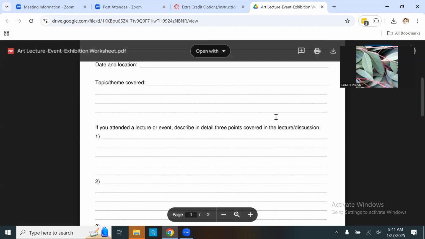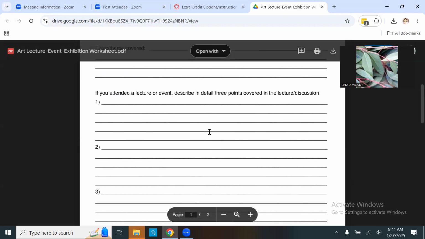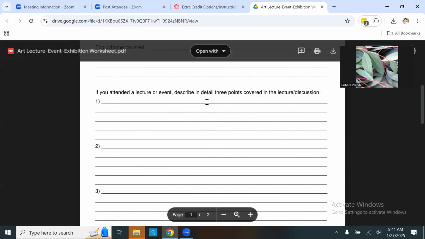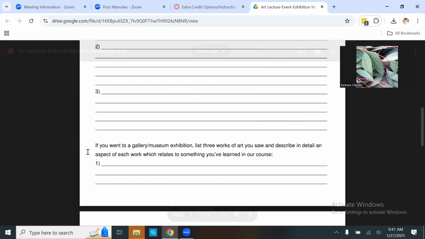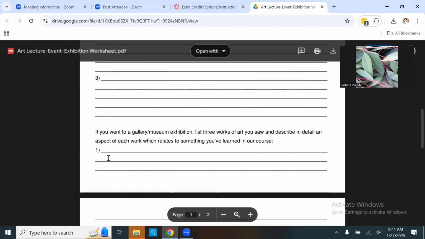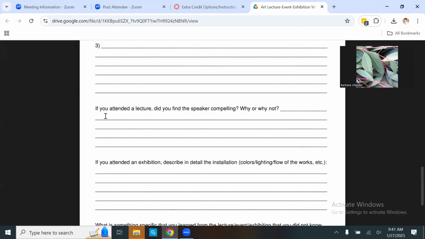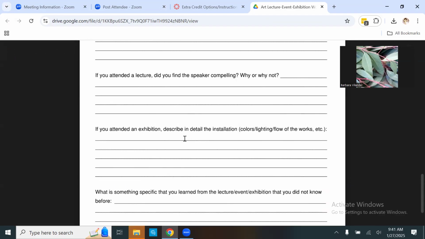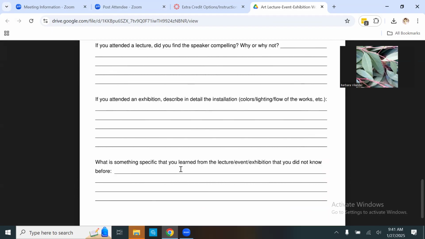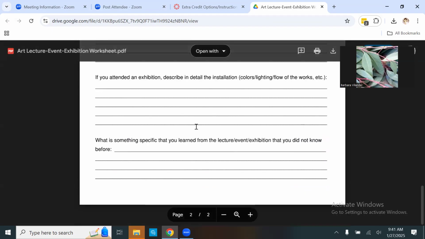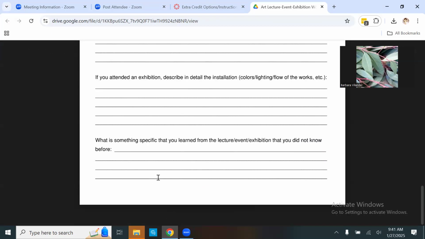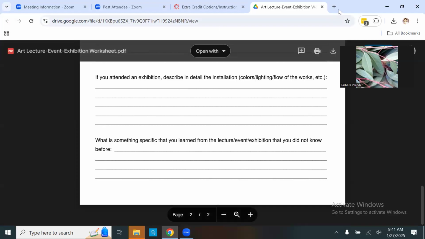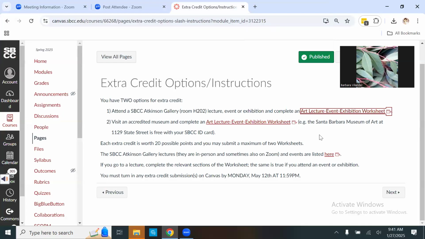So again, you only fill out the relevant parts of this. If you attend a lecture or event, you do those 3. If you go to an exhibition, you do those 3. Then if you attended a lecture, fill that part out. If you attend an exhibition, fill that part out. And then everybody should do this question here, okay? So that's the handout you do. And you can do 2 of those, all right?